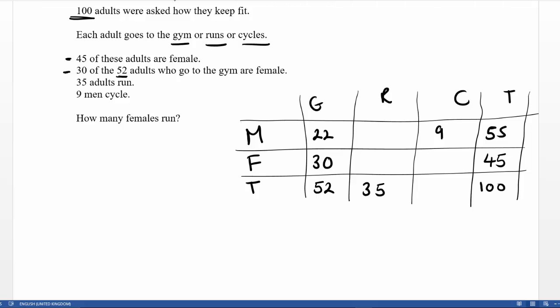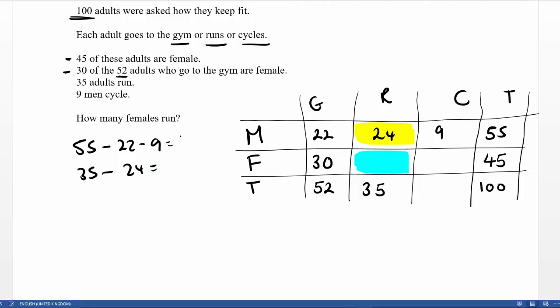For this one here, I'll just highlight it. We're going to do 55, because that's our total, minus 22 minus 9. That gives me 24. So we know 24 men run. Let's do the next one, which is here. We want to find out how many females run. This is really easy. We're going to do 35, because that's the total, minus 24.